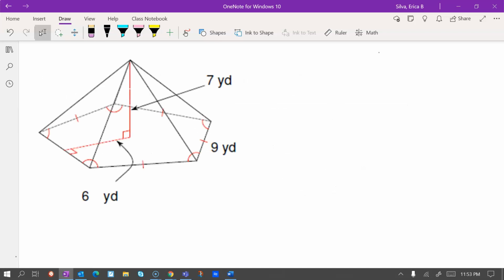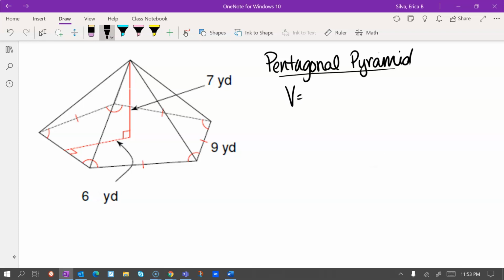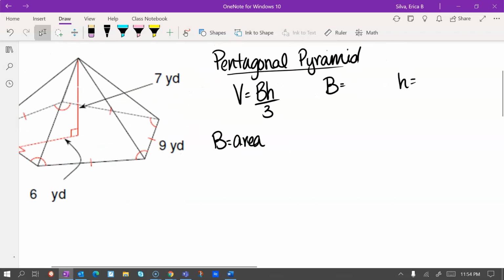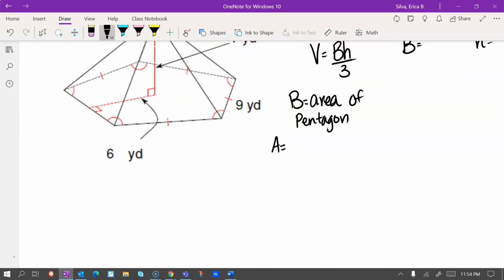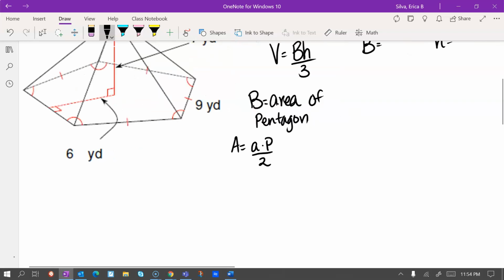So just like we've done before, we're going to first name this 3D figure. If you said it was a pentagonal pyramid, you are correct because the base is a pentagon, and because our lateral faces are triangles, we know that it's a pyramid. So we're going to be using this formula. So we need the capital B and the H. And to find the capital B, we need to find the area of the base, and in this case, we have the area of a pentagon. So the area of that pentagon will be A times P divided by 2.